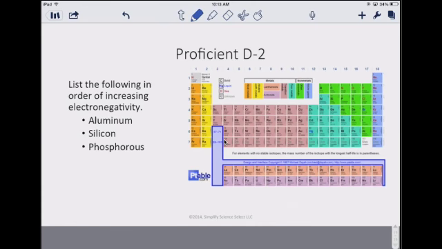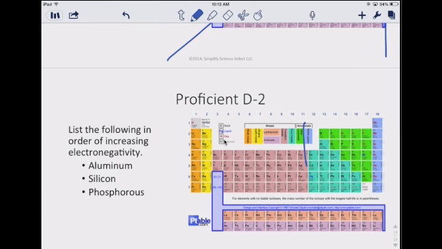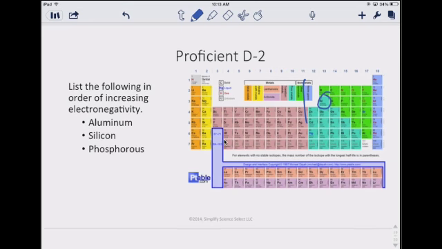Next one. It says list the following in order of increasing electronegativity. We have aluminum, our silicon, and we have our phosphorus. So remember, it all increases towards fluorine. So it increases across, so aluminum will be the smallest, and then silicon, and then phosphorus. And those are going to be our periodic trends.